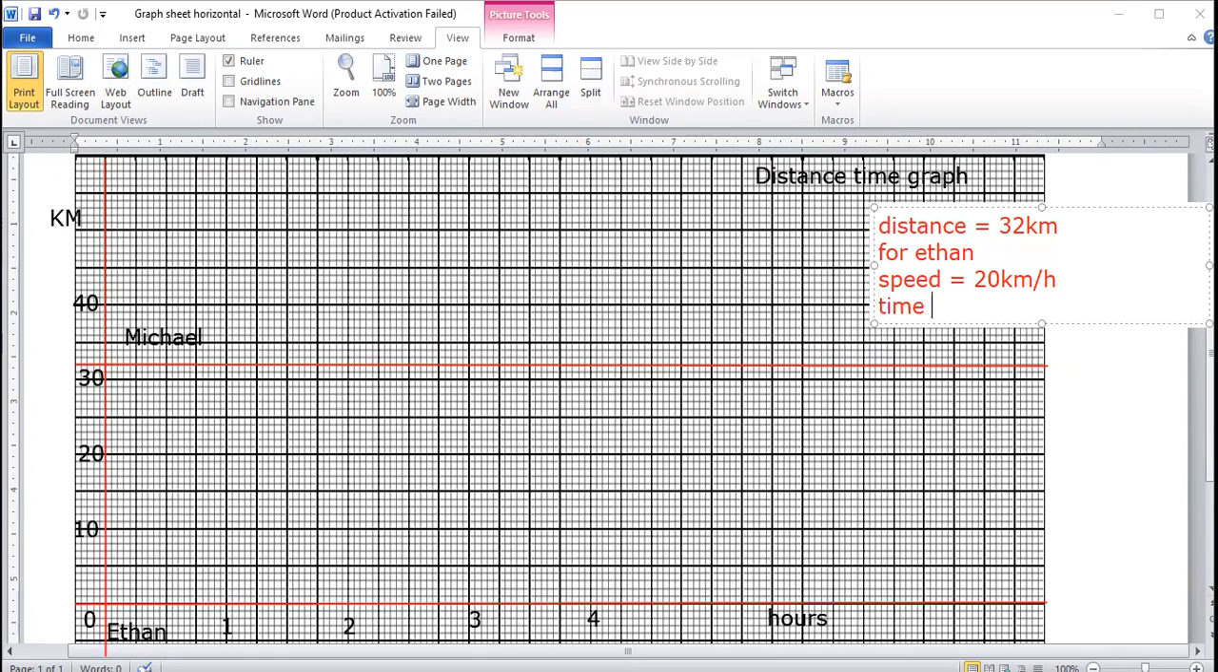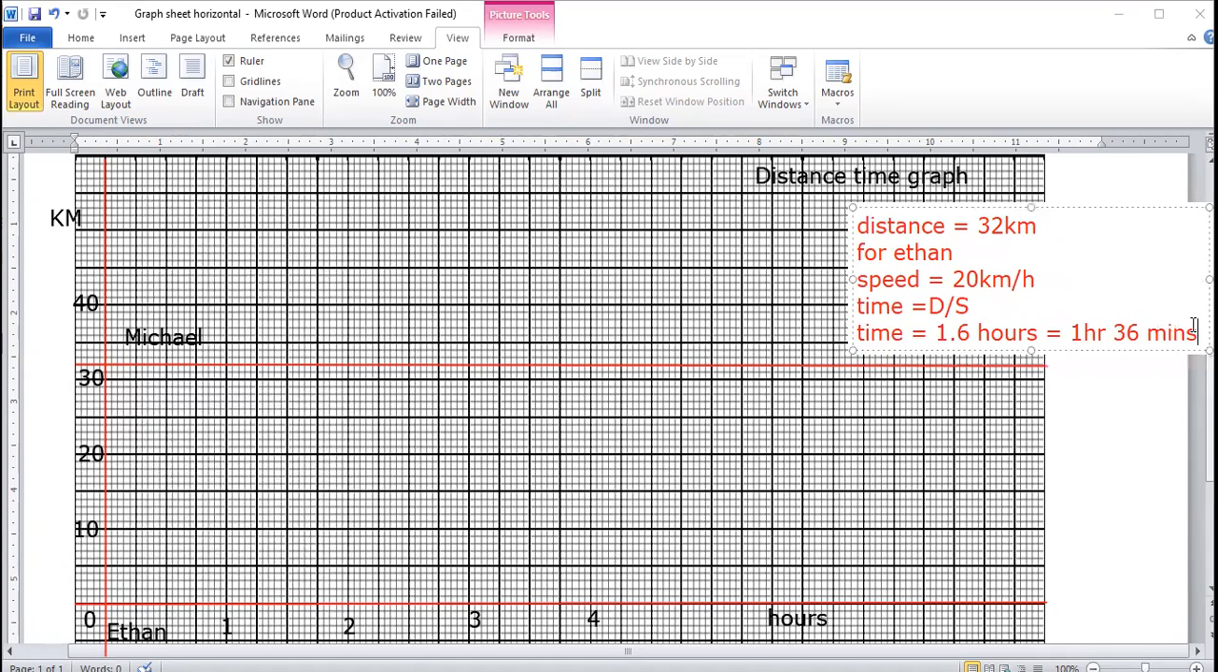So I have to find time over here. So time is distance upon speed. When I simplify it, my time is going to be 1.6 hours. And when I convert it into minutes, I'm going to have 1 hour and 36 minutes, which will be a little bit difficult for me to do the plotting.